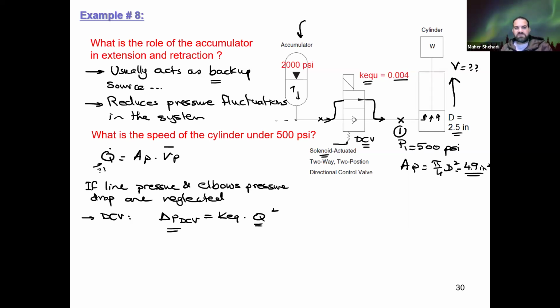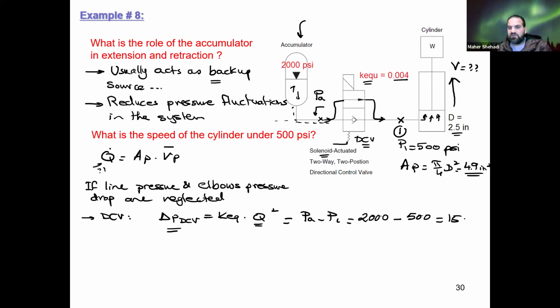What's delta P? As you can see, if the accumulator is actuated, since we're saying the piston is moving, so it has to be on. And we're neglecting any pressure drop, that's why I said I have to make that assumption. So at this point, the pressure upstream, let's call it PA. It's PA minus P1. What's PA? It's 2000, the line pressures are neglected, minus P1, which is the pressure that's given, 500. So that's equal to 1500 PSI. So now I can find Q.